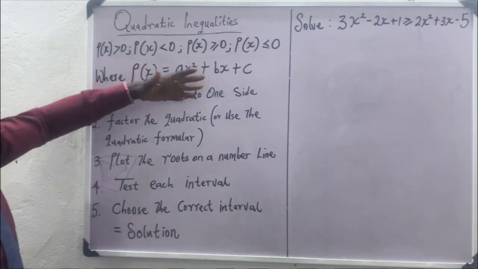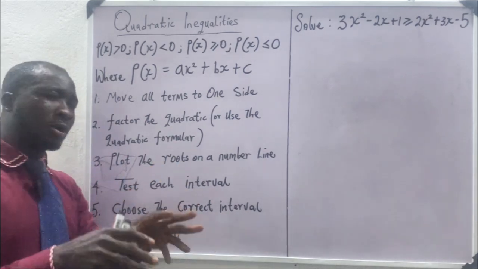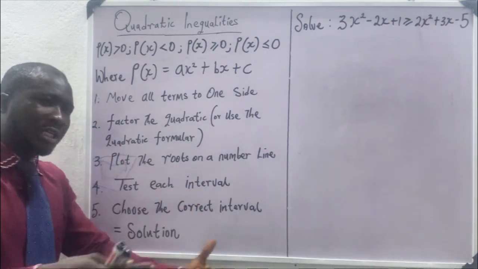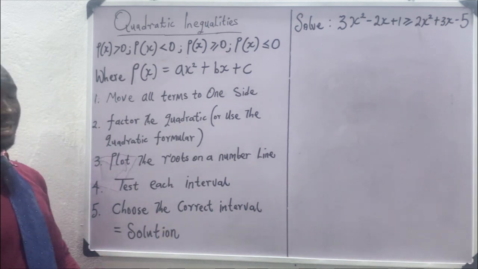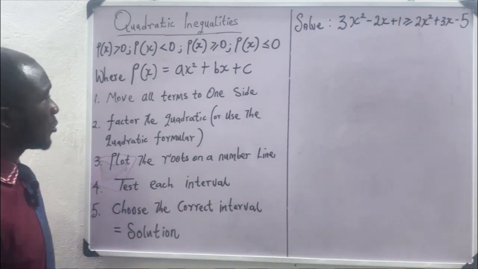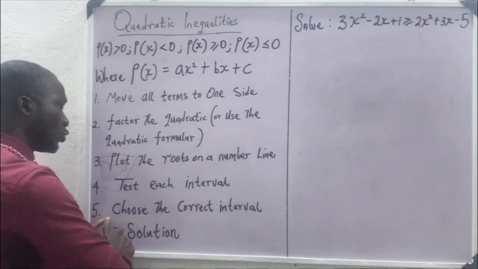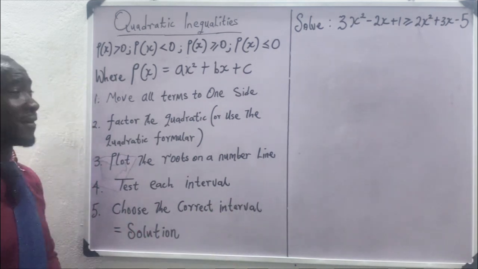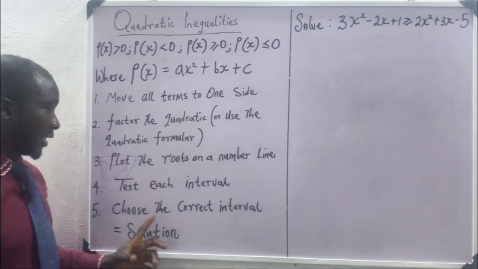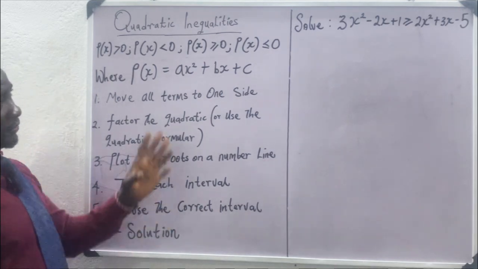Now, if you have obtained the roots, you then plot the roots on a number line. The roots will partition the number line into three intervals. The next step is to test each interval to check whether it satisfies the given inequality. Then you choose the correct interval that satisfies the given inequality, because the interval that satisfies the given inequality becomes the solution of the inequality.